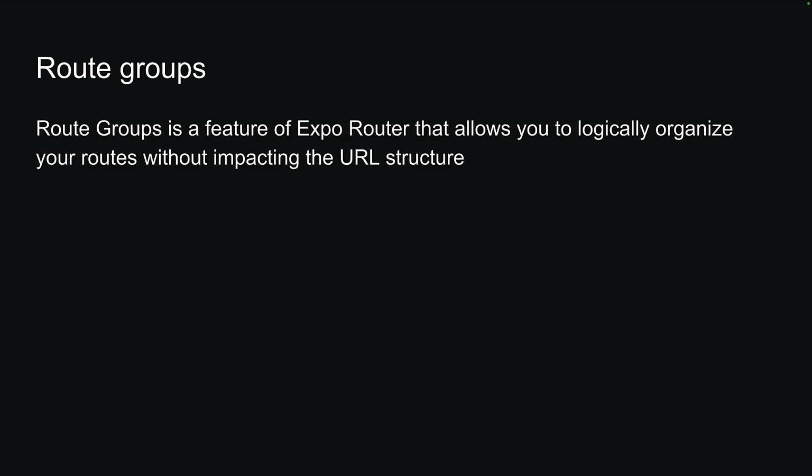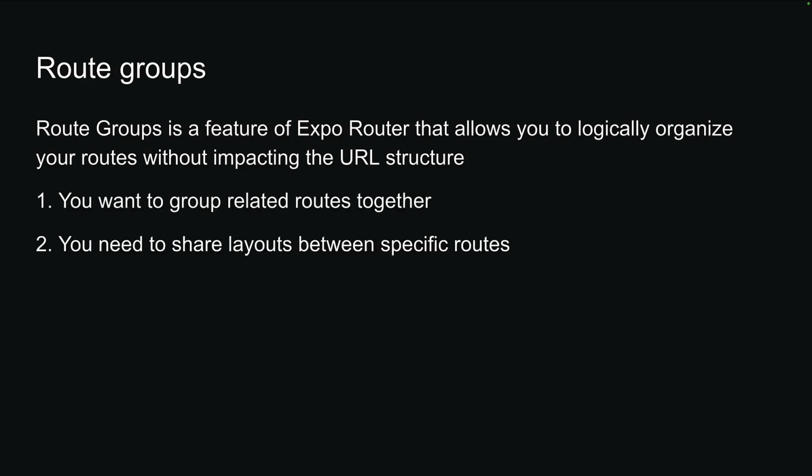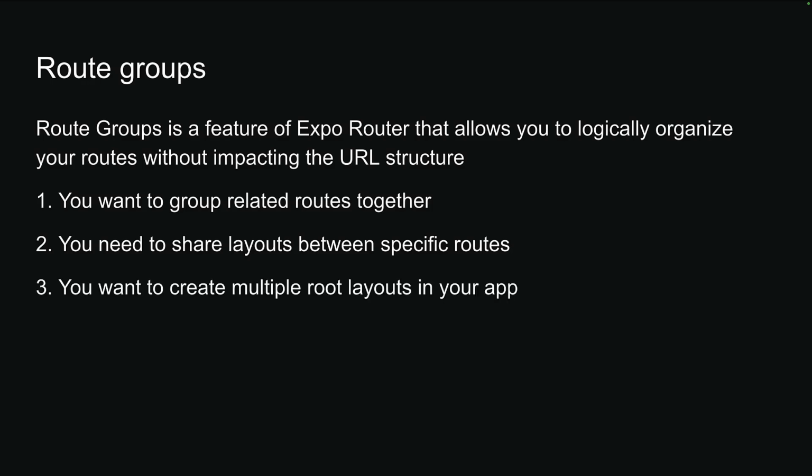For our next topic, we will dive into route groups. Route groups is a feature of Expo Router that allows you to logically organize your routes without impacting the URL structure. This is especially useful when you want to group related routes together, you need to share layouts between specific routes, or you want to create multiple route layouts in your application.